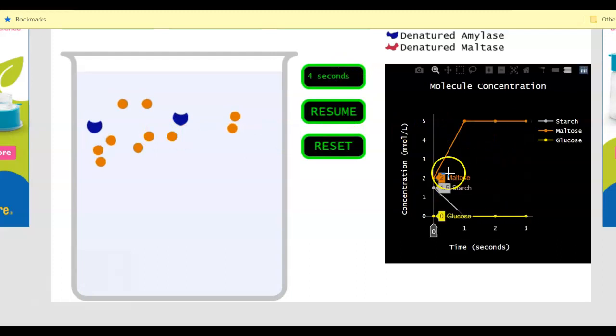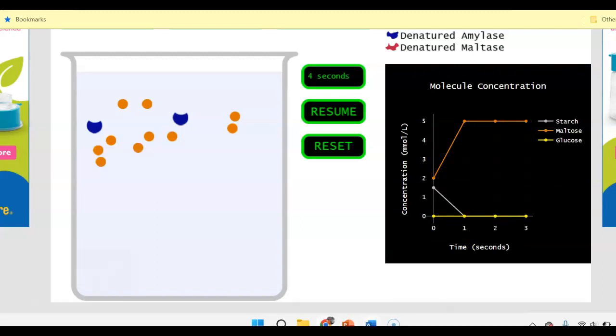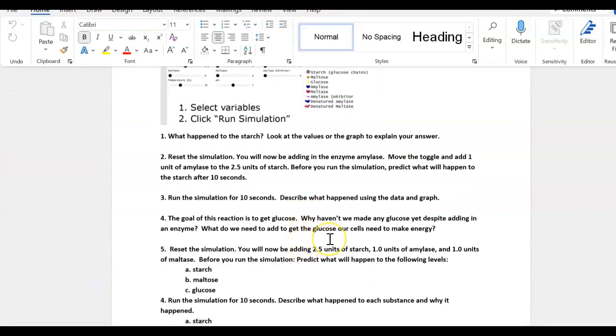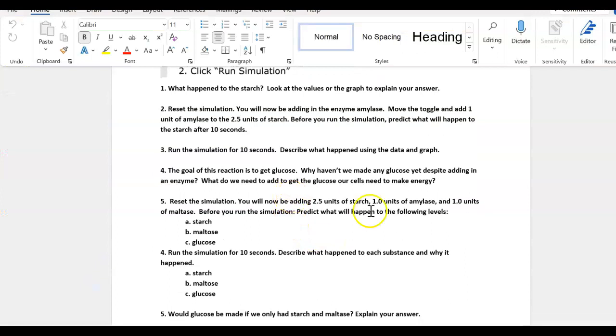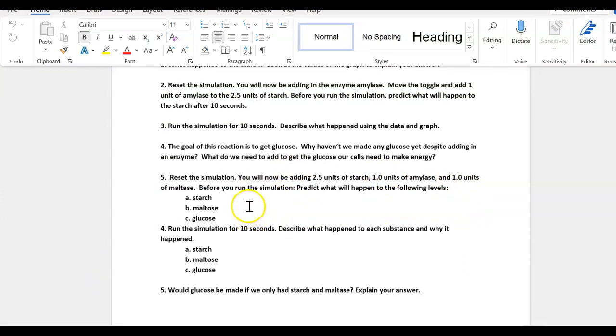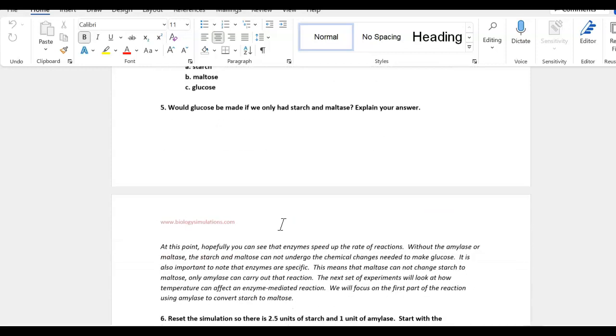Then again, you're going to look to see what happened. What happened to the amount of starch? Starch is the gray line. What happened to the amount of maltose that was there? What happened to the amount of glucose? Then you're going to answer these questions. As you go through, you'll change the different units on top, run the simulations, and write down what happened. Did the amount of starch, maltose, and glucose increase? Did it decrease? Why do you think that happened?